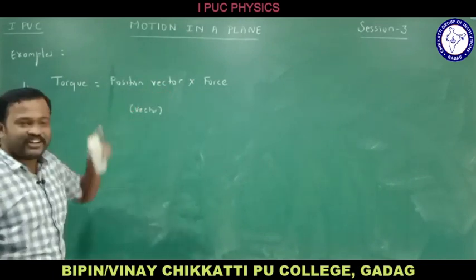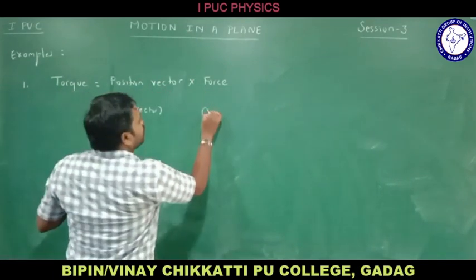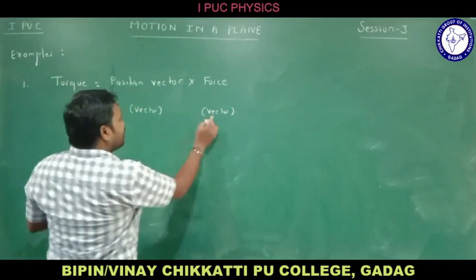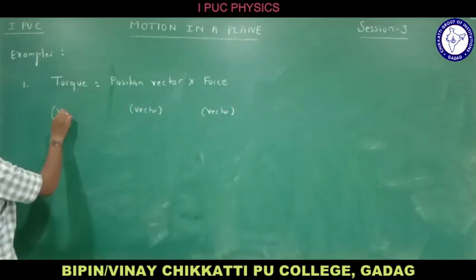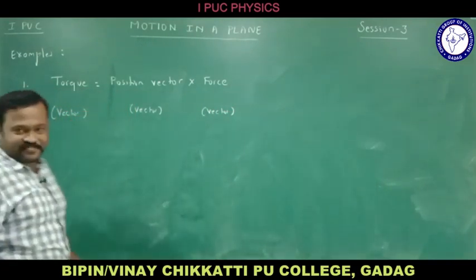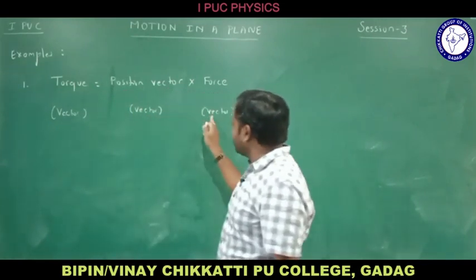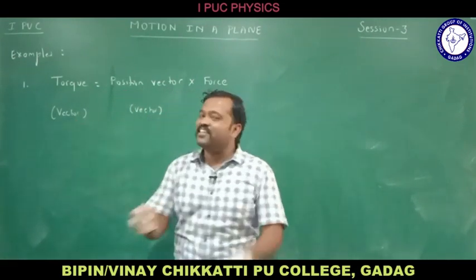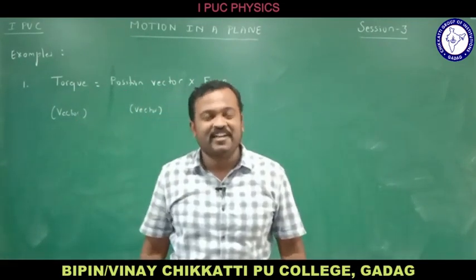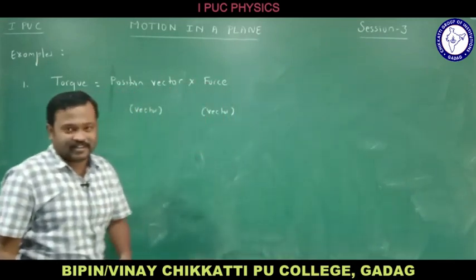Position vector is a vector. Force is a vector. If you multiply the two vectors, torque is also a vector. If you multiply two vectors, if the result is a vector, then the product is called a vector product. Let me write symbolically.